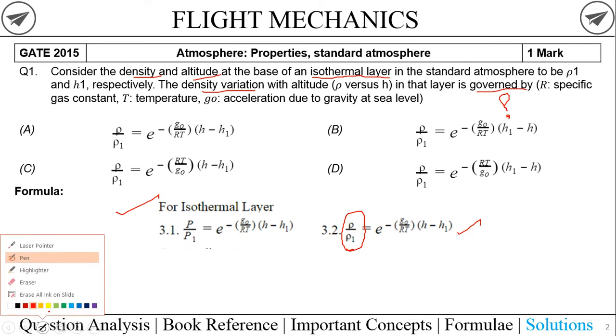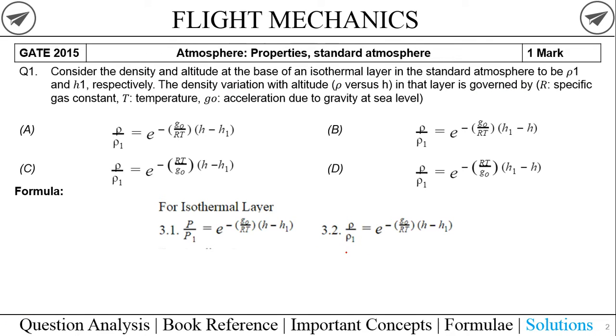Now clearing out all other things, we need this particular formula in any one of the options. So here we can see option A has the same formula written over here: rho by rho 1 is equal to e power minus g naught by RT times h minus h1. Now the correct answer must be A.